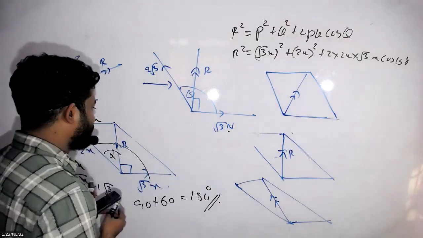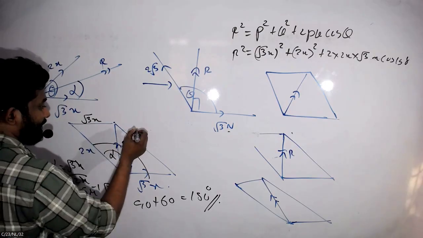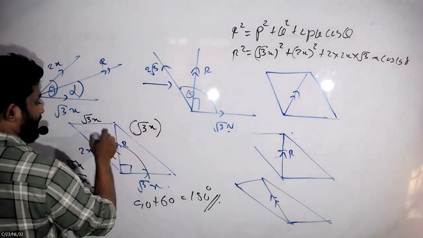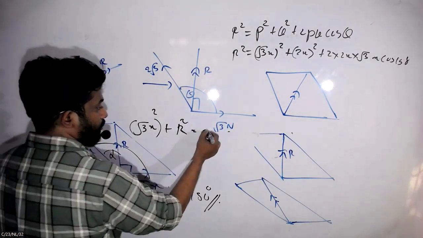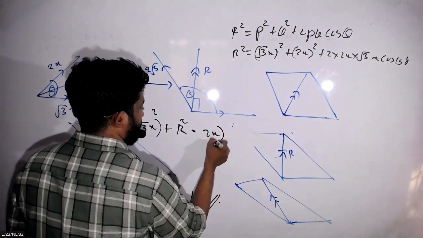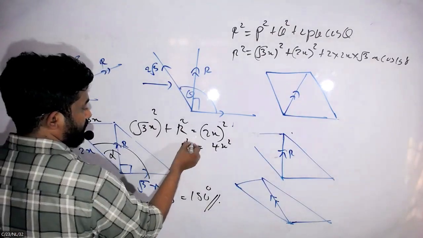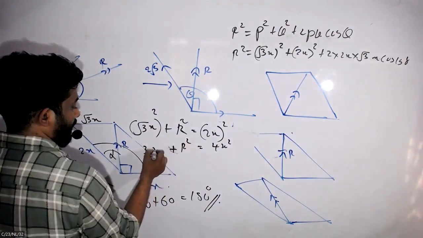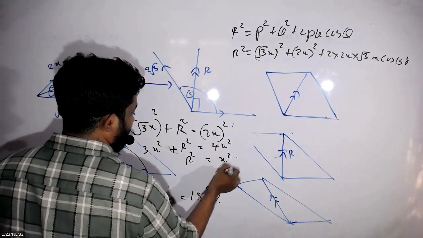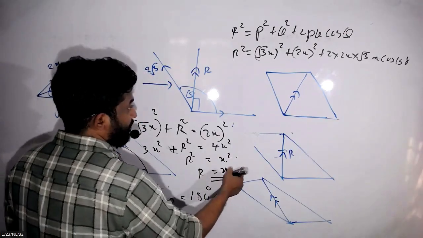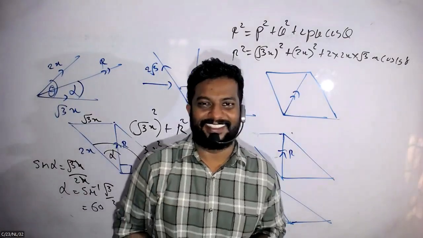There is a second method to find the answer. Did you see? This one is a right angle triangle. You can apply Pythagoras theorem to find the answer. Root 3x squared plus R squared should be equal to 2x squared. Then 4x squared, R squared, 3x squared. Then R squared should be equal to 4x squared minus 3x squared, x squared. Then R is equal to x. Same answer you will obtain by using this equation. Got it? Easy, right?